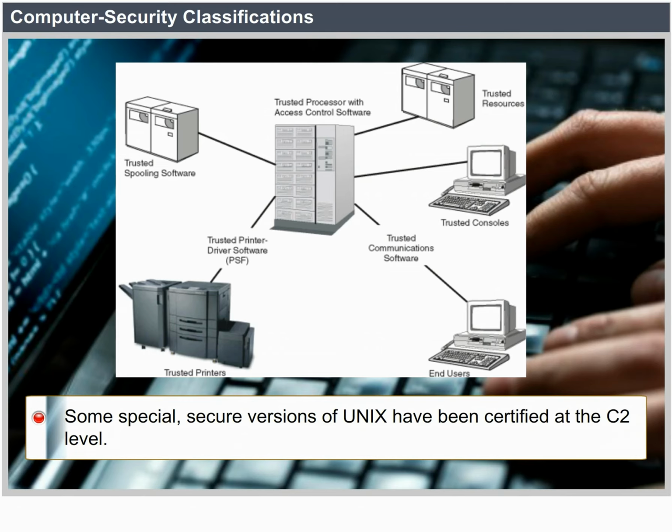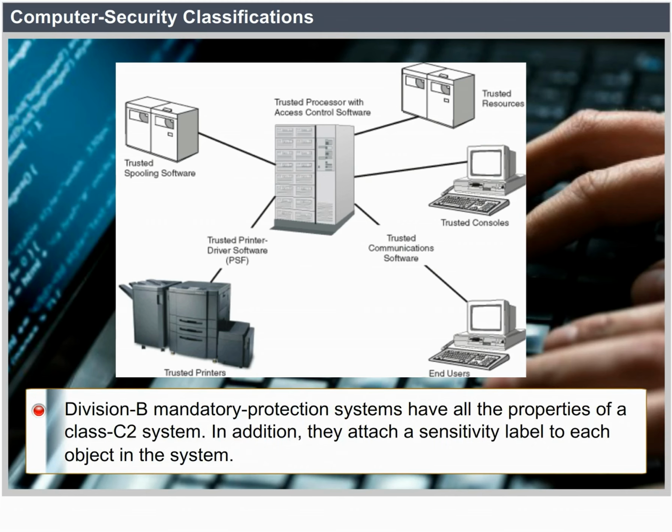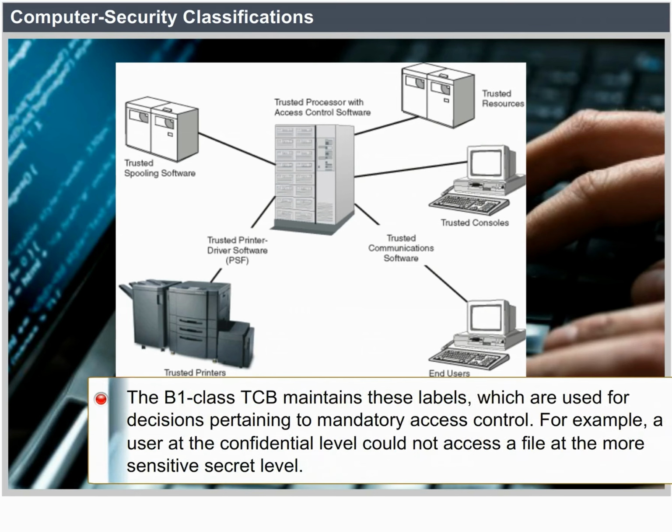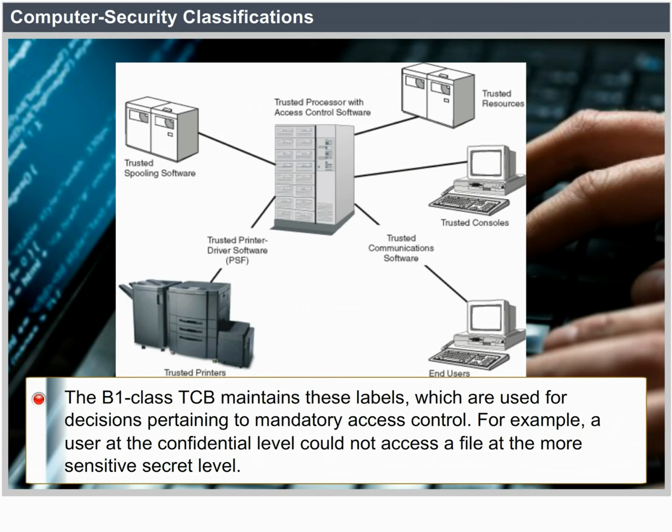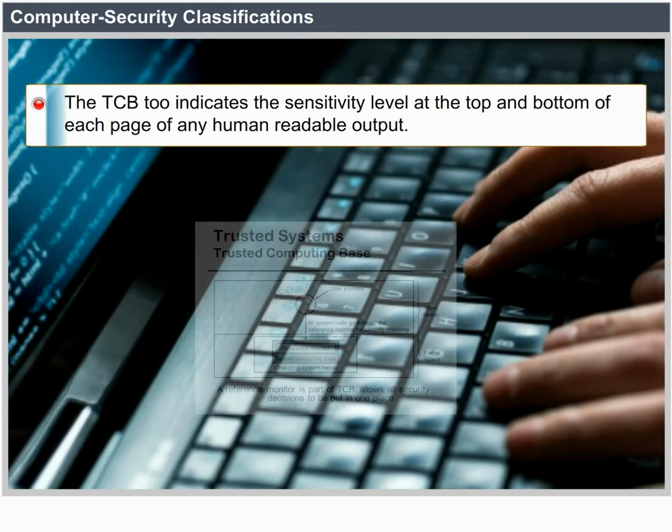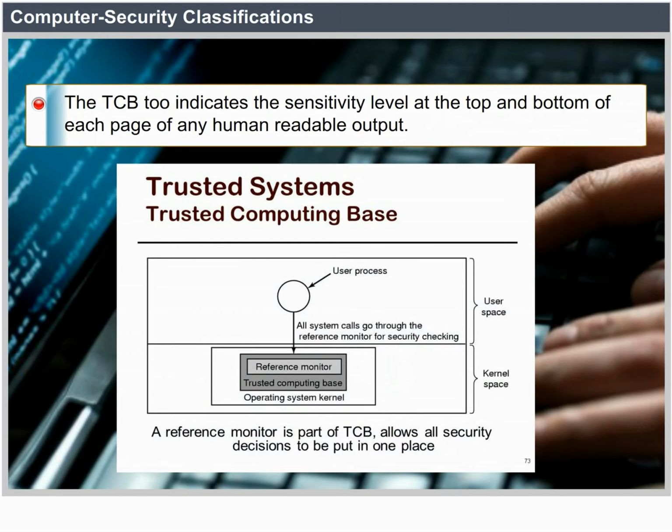Division B mandatory protection systems have all the properties of a Class C2 system. In addition, they attach a sensitivity label to each object in the system. The B1 class TCB maintains these labels, which are used for decisions pertaining to mandatory access control. For example, a user at the confidential level could not access a file at the more sensitive secret level. The TCB also denotes the sensitivity level at the top and bottom of each page of any human-readable output.